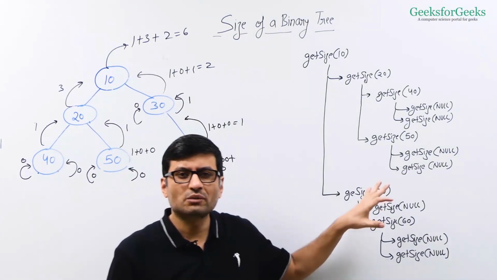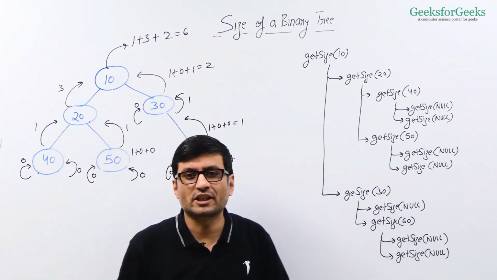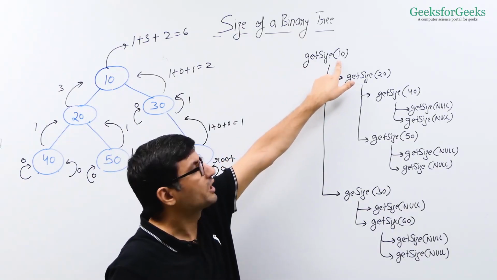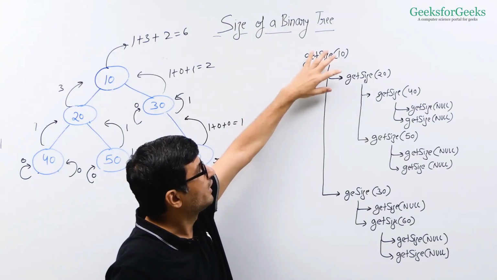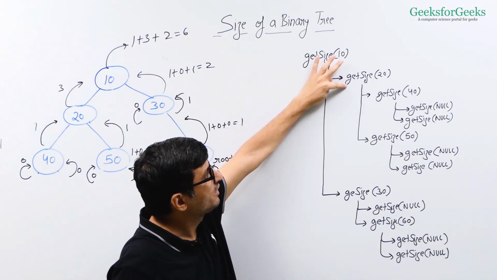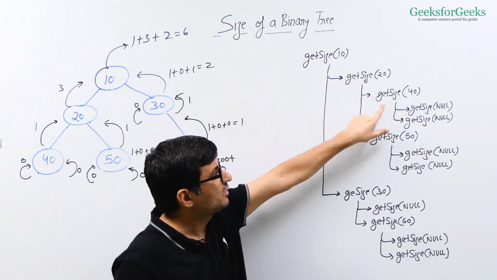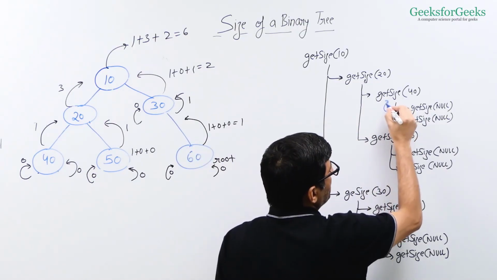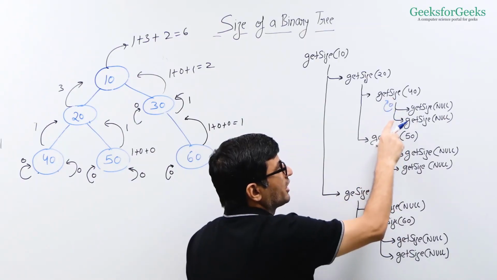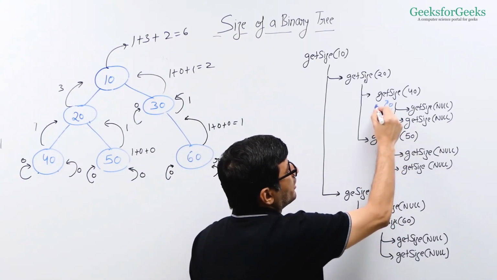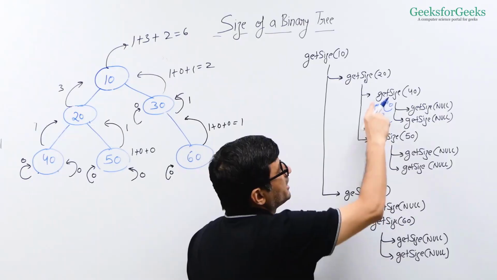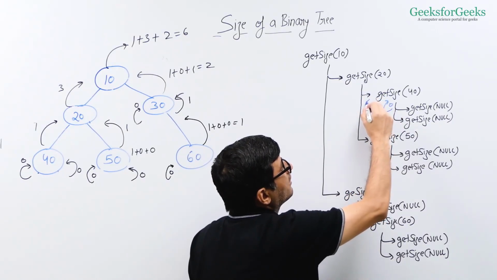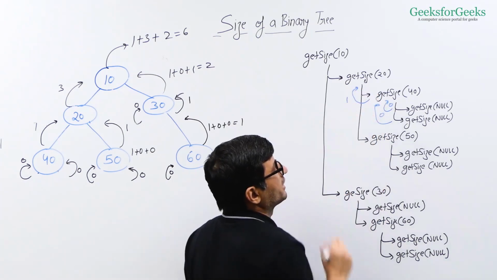Here is one more diagram to make the recursion understanding more clear. We started with node 10. This was our initial root. And then it called for its left subtree, which called for its left subtree, which called for its left subtree. And this call returned 0 to the parent. And then it called for the right subtree, and right subtree call also returned 0. So this function call added 0, 0 and added 1 and returned 1 to its parent.